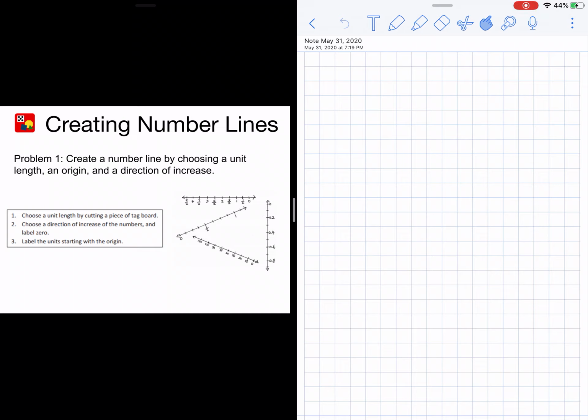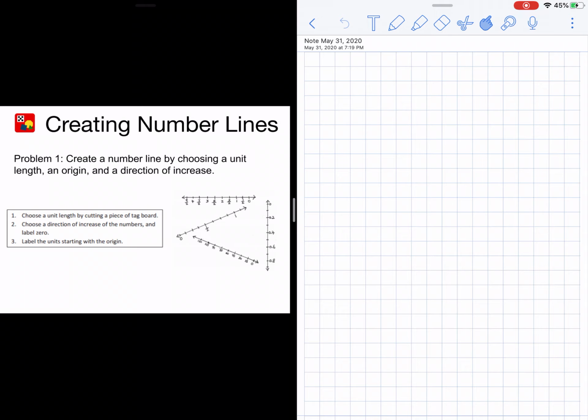So here we go. You are going to create a number line by choosing a unit length, an origin, and a direction of increase. So choose a unit length. You are not going to cut a piece of tag board. So what you're going to do is choose a length between 0 and 6 inches.